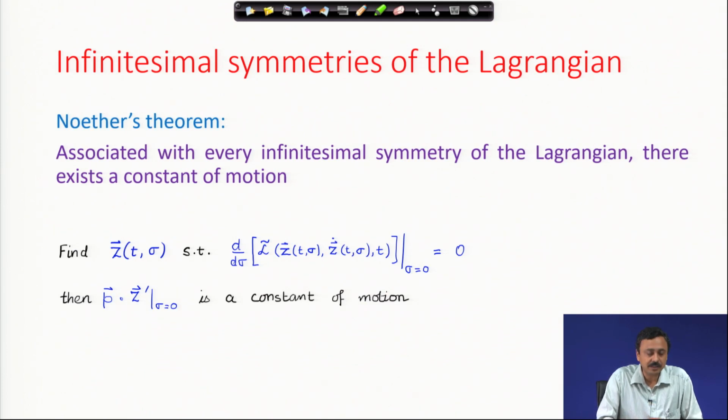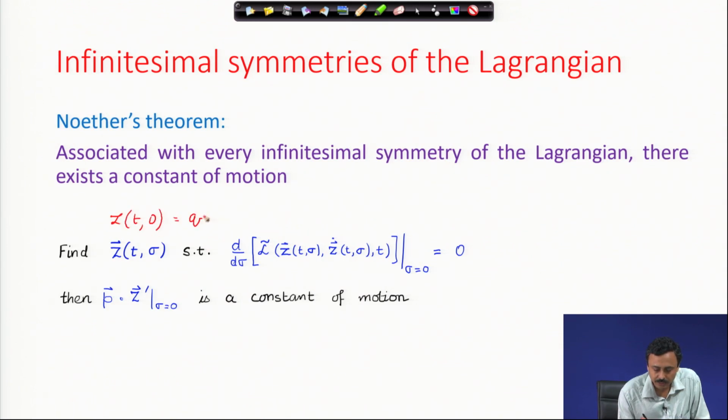What is the plan therefore? Try to find some z which is a function of t and sigma such that z at sigma equal to 0 is our generalized coordinate, and z is a kind of transformation on our coordinates, and I have shown you some examples of such transformations.